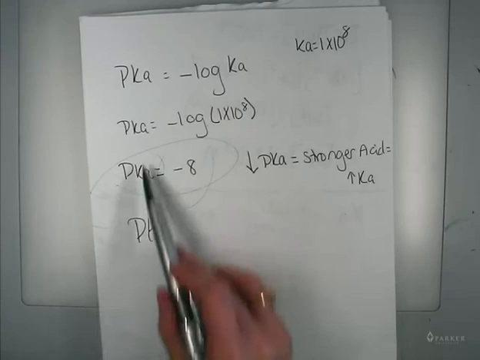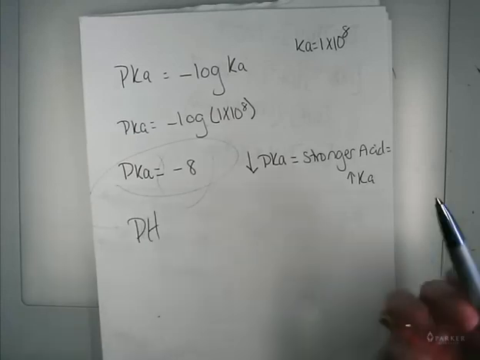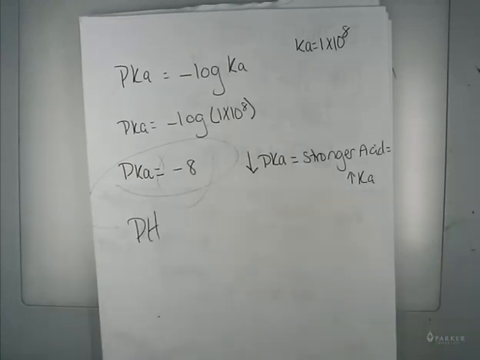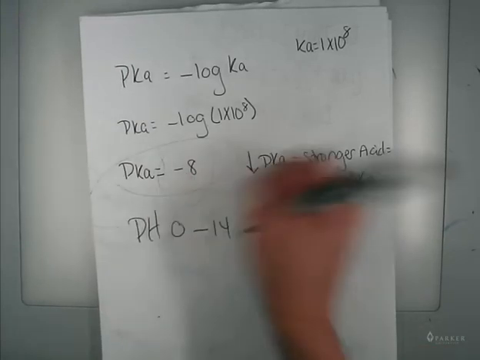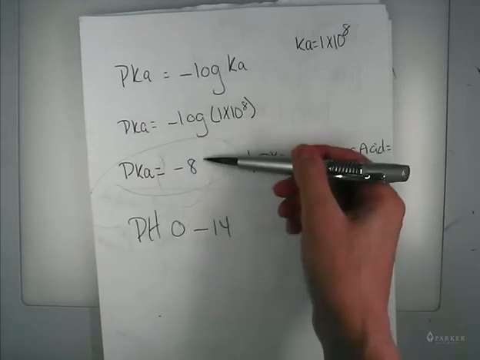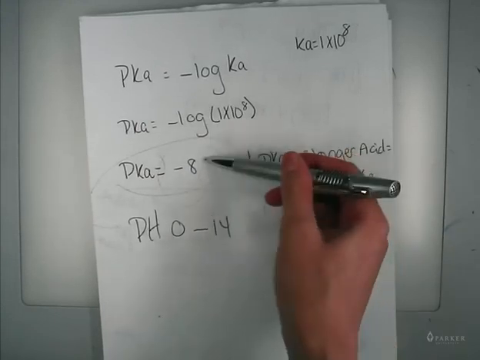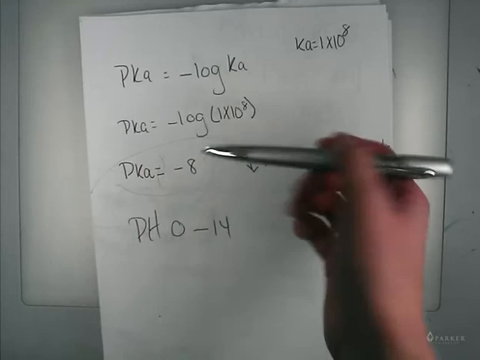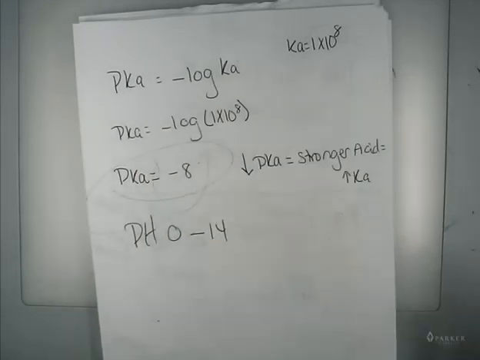Okay? So pKa is just another way of showing how acidic something is. The one thing that's different than pH, remember pH is bound by 0 to 14. I have a negative 8 there. So do you see it's not bound by, obviously, 0? Okay? There are no bounds to pKa, which could be good or bad.